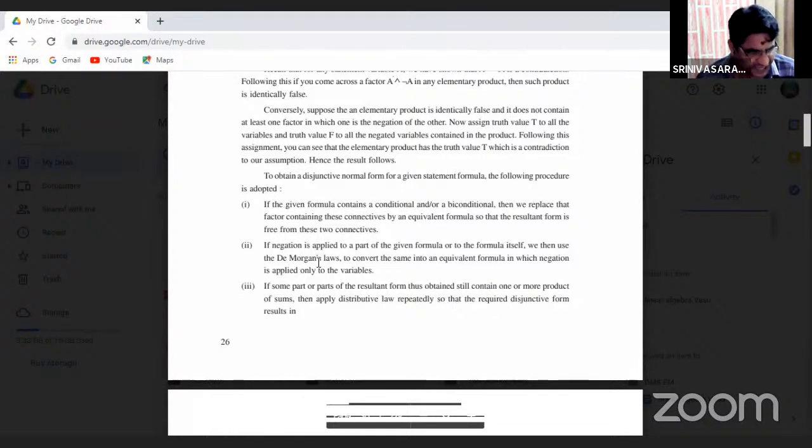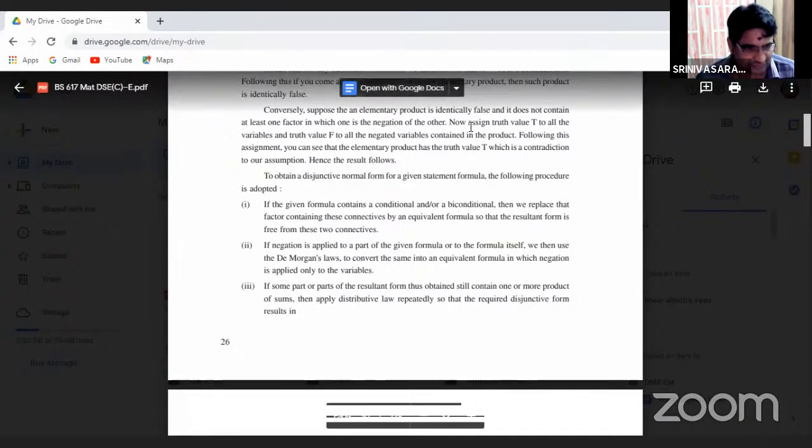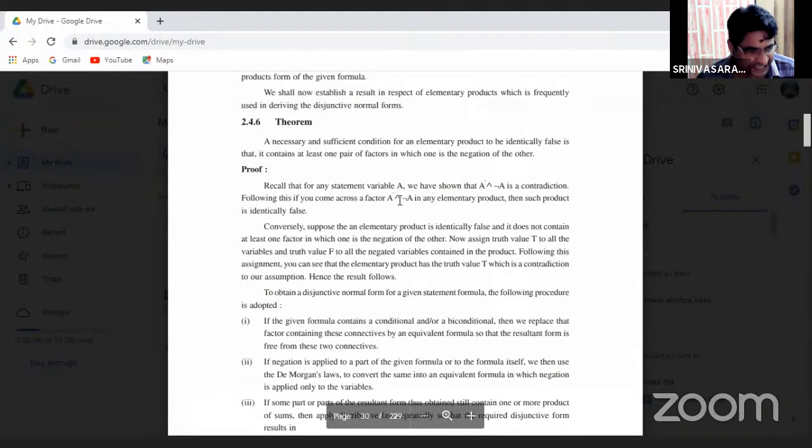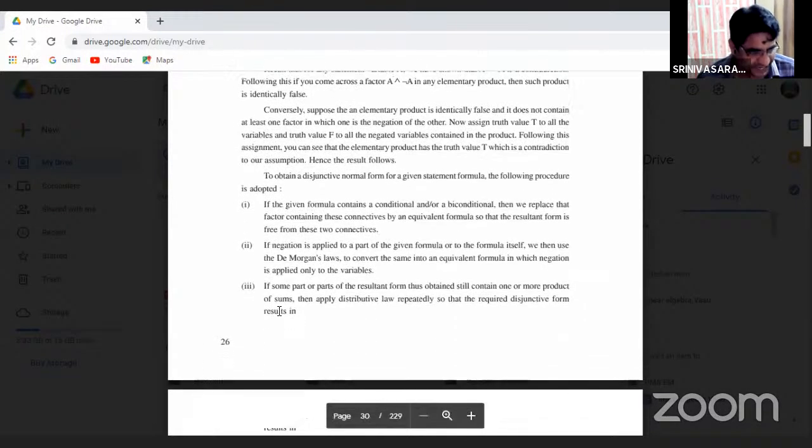Second point, if negation is applied, the above example is already there. Okay, see this one. A is the statement and the connective is and. Negation is also considered. Okay, this is the second point. If negation is applied to a part of the given formula or to the formula itself, we must use De Morgan's law.